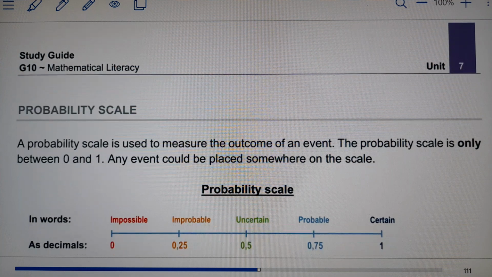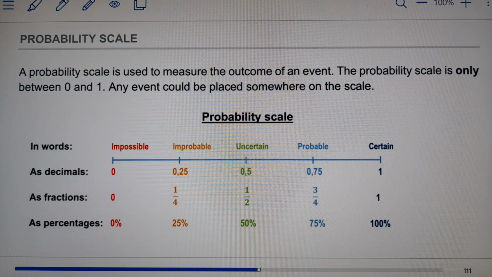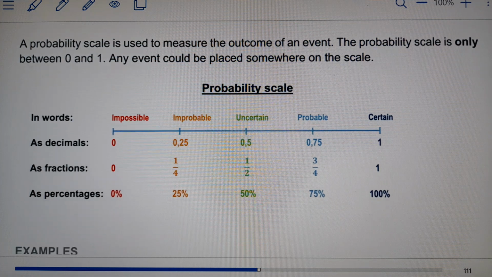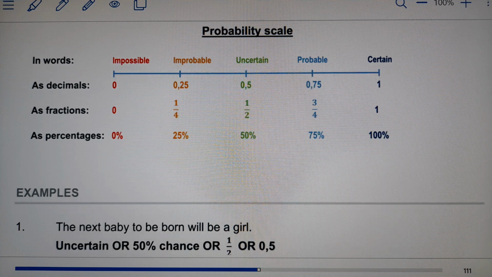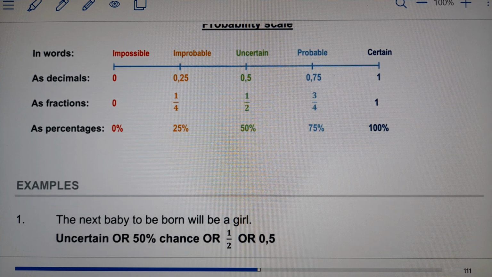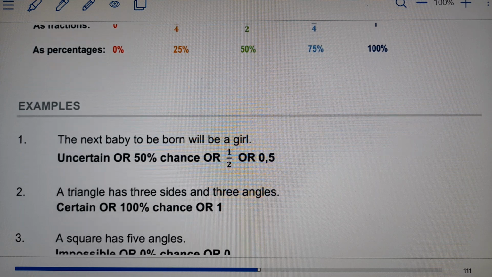We know that a triangle has got 3 sides and 3 angles. So the favorable outcomes, 3 sides and 3 angles, give us 6. And the possible outcomes is 3 sides and 3 angles. So our answer will be 1, which means it's 1 or 100% chance, if we convert that to a percentage.